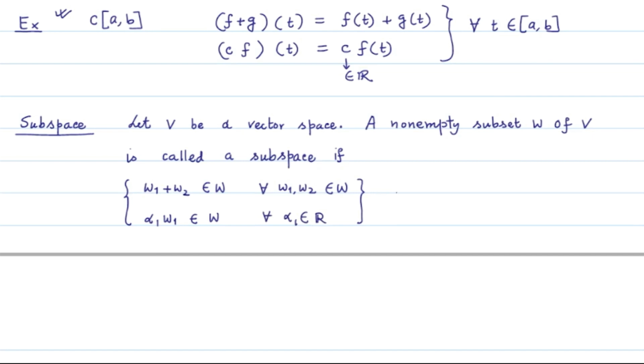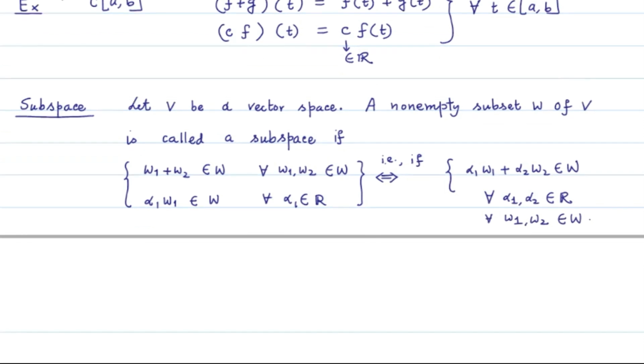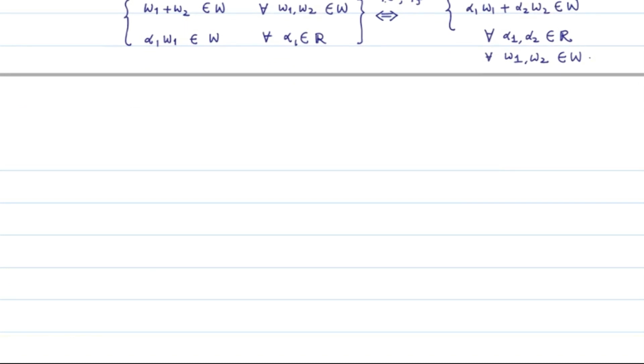In fact, these two conditions can be presented in a compact manner by only one condition: alpha 1 W1 plus alpha 2 W2 belongs to capital W for all scalars alpha 1, alpha 2 and W1, W2 in the set capital W. Let us consider a few examples of subspaces of the vector spaces R2 and R3.